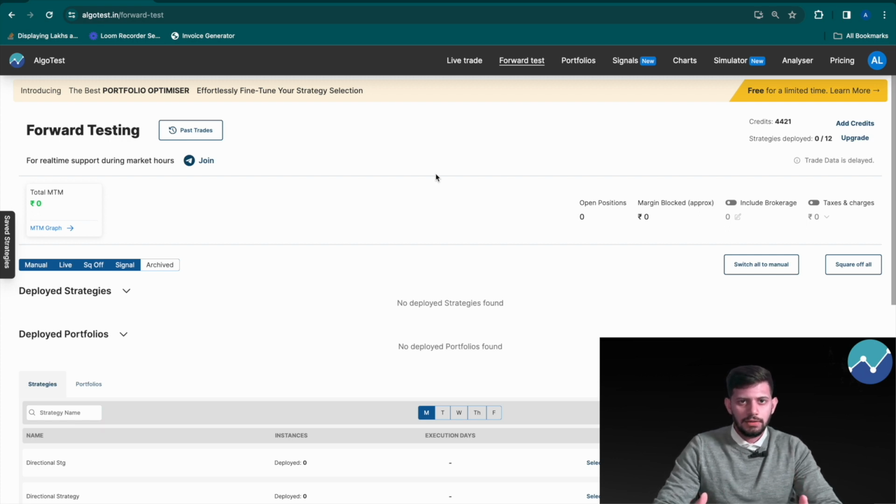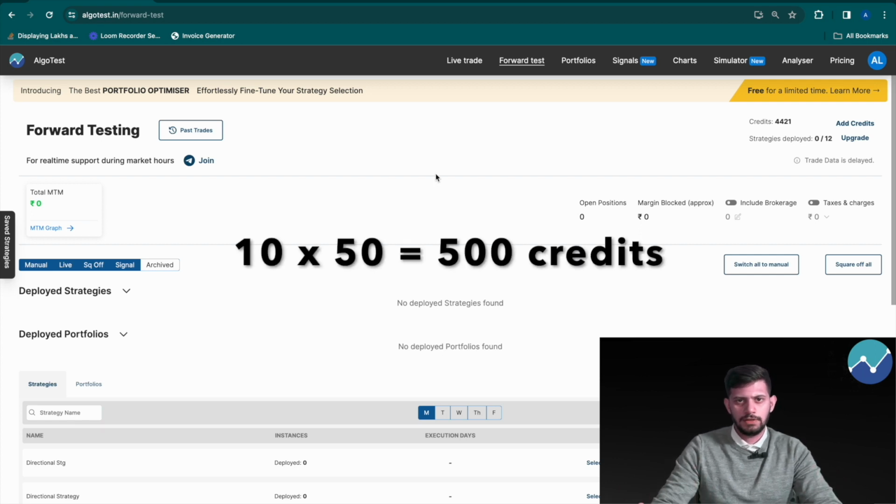So you look at the day which has the most number of strategies deployed. In this case, it's Thursday, which is 10 strategies, and you multiply that number by the amount of credits needed for a billing cycle. So in this case, on Thursdays, I'm deploying 10 strategies. So I will need 10 into 50, which is 500 credits for 28 days to forward test all of my strategies in the given portfolio.